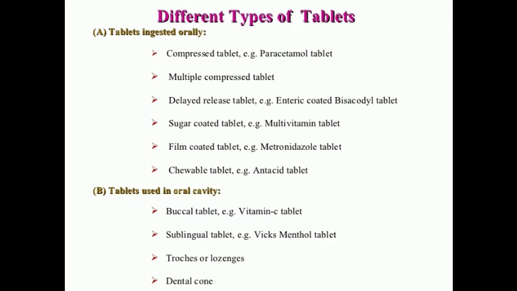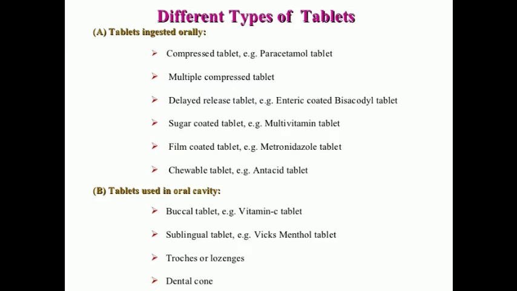Next is classification of tablets. Tablets are classified according to the route of administration. There are four classes of tablet. We see them one by one. First is tablet ingested orally. It includes compressed tablet, example paracetamol or aspirin tablet.